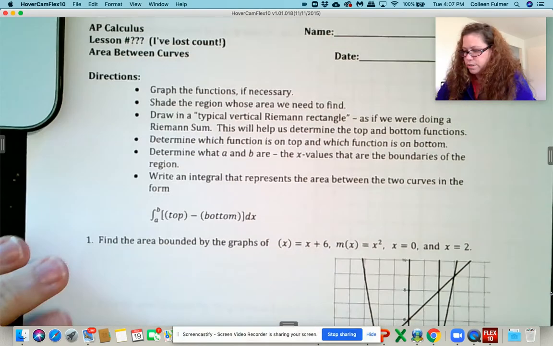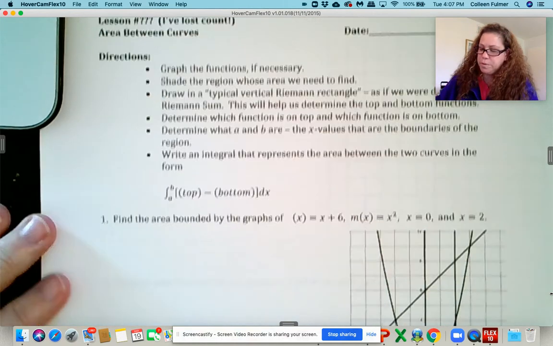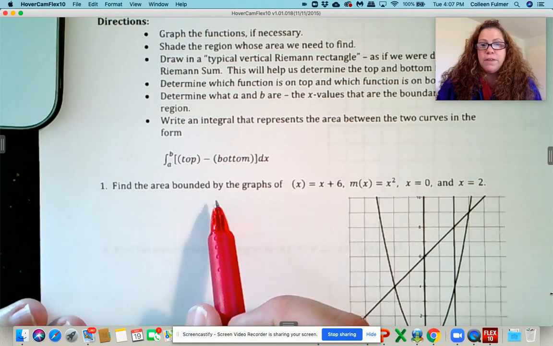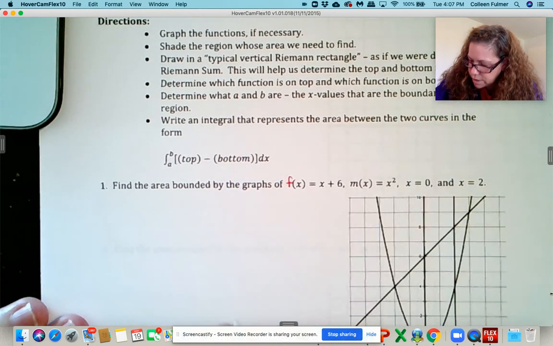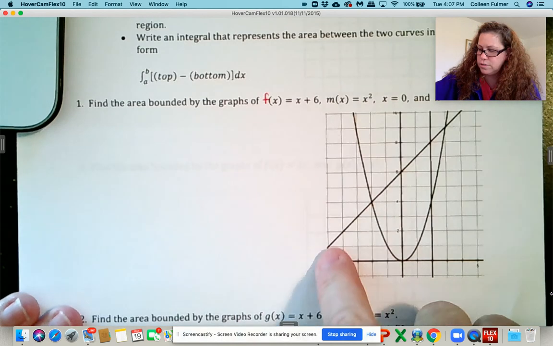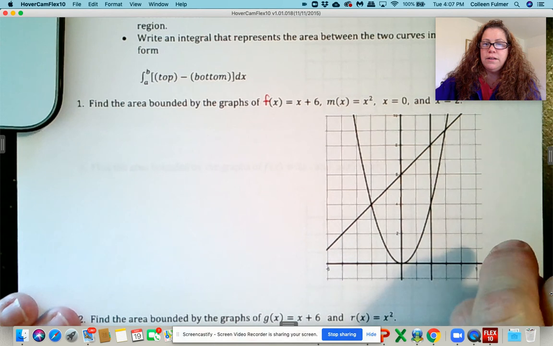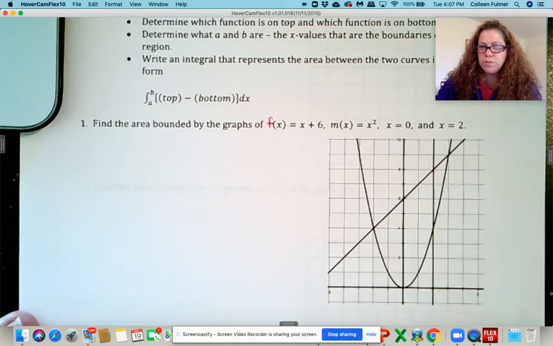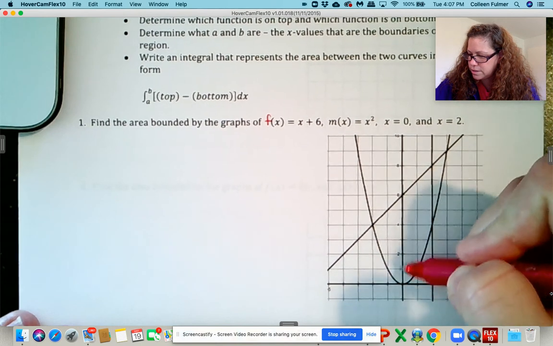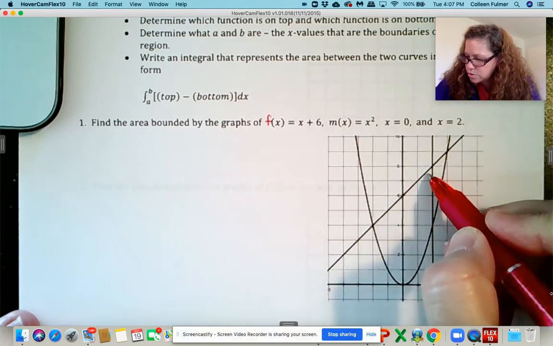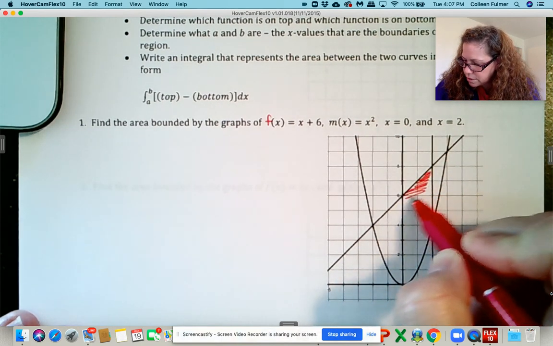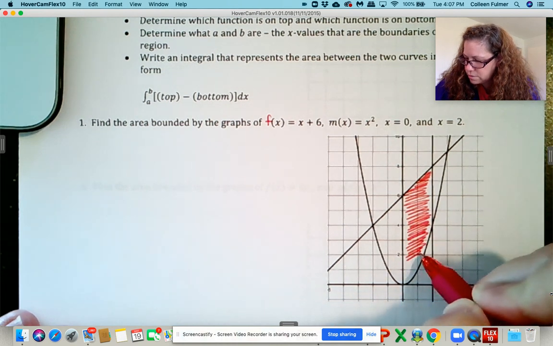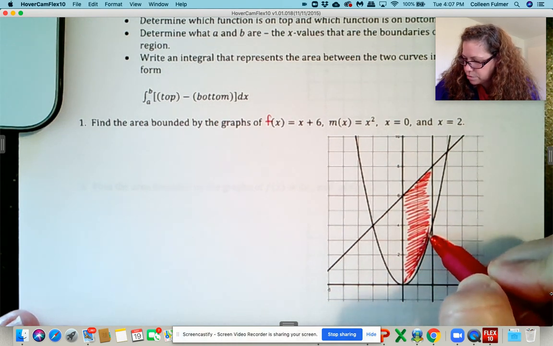I'll let you read this on your own. I'm going to explain it as we go anyway. So we want to find the area bounded by the graphs of f of x equals x plus 6, which is this line, and m of x equals x squared, which is this parabola, from x equals 0, which is the y-axis, to x equals 2. So essentially, I'm trying to find the area that I'm shading in right now. It's not a very pretty shape.